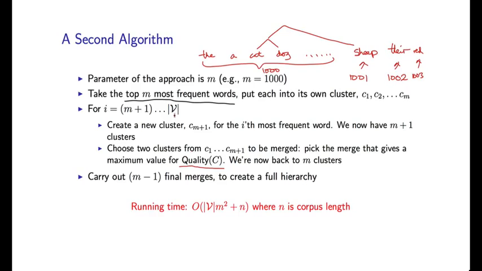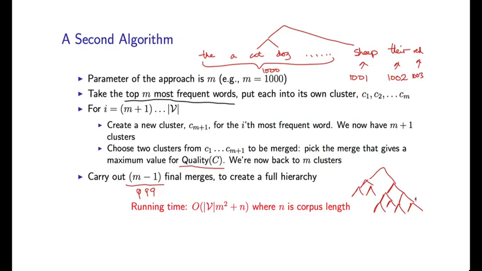Once I've added all of the words in the vocabulary, you basically have a clustering into 1,000 different separate clusters. And the last thing we do is carry out m-1 final merges, for example 999 final merge steps, and the result is going to be a full hierarchy over the entire set of words in our vocabulary. And this is exactly the process that the Brown et al. researchers used, and exactly the process that resulted in those bit string representations I showed you earlier in the slides.